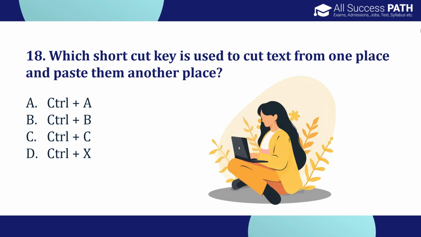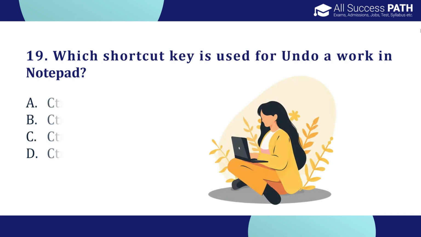Question 18. Which shortcut key is used to cut text from one place and paste it to another place? The options are A. Ctrl+A, B. Ctrl+B, C. Ctrl+C, and D. Ctrl+X. The correct answer is D. Ctrl+X.